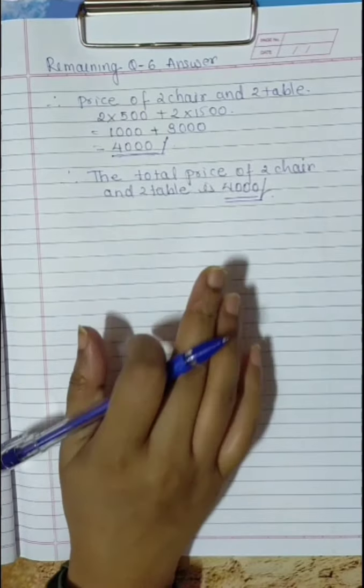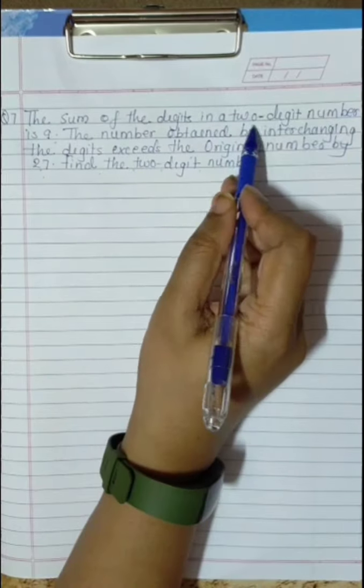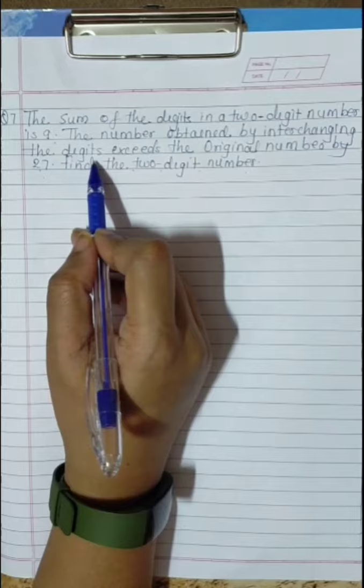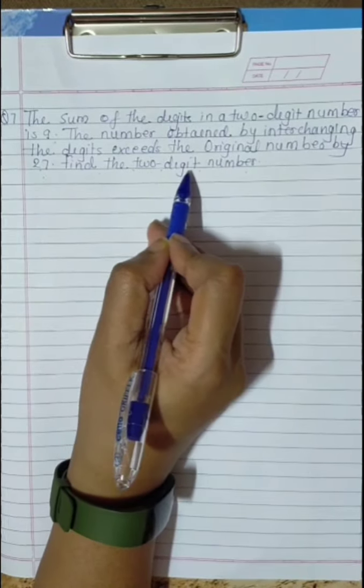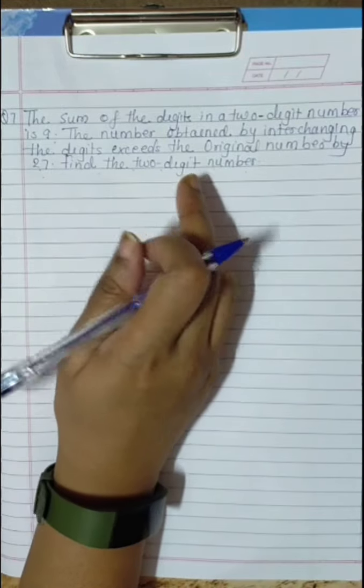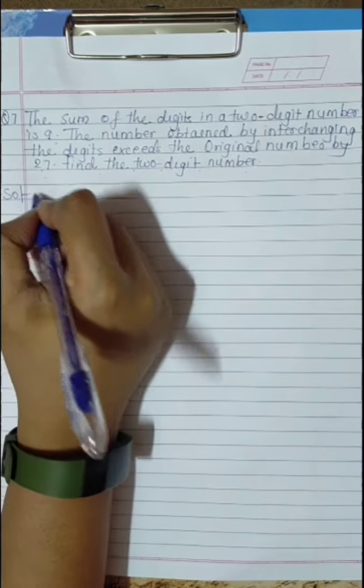Now we are going to solve question number 7. The sum of the digits in a 2-digit number is 9. The number obtained by interchanging the digits exceeds the original number by 27. Find the 2-digit number. So we are going to find the 2-digit number. Here we'll start with the solution.